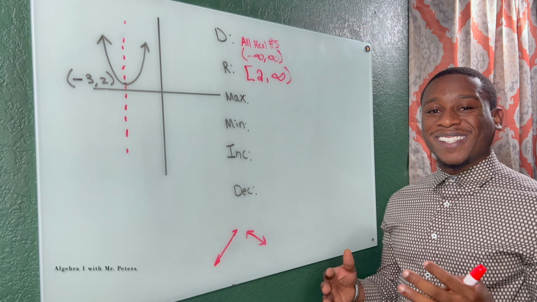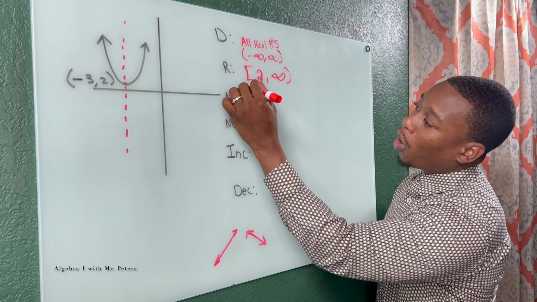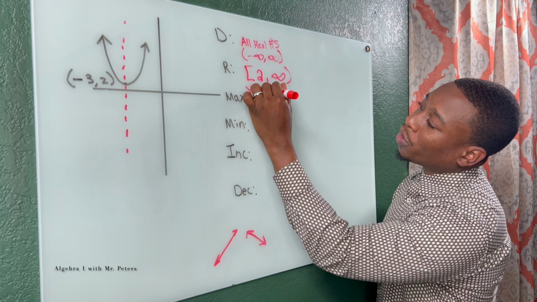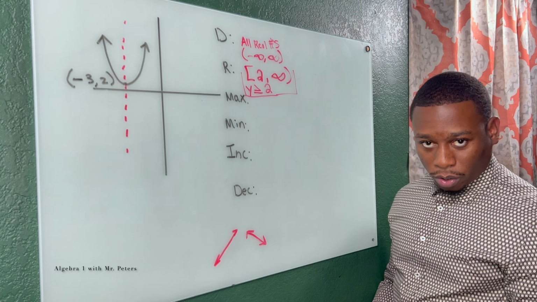Now what happens is they may express it as interval notation or an inequality where they come in and say y is greater than or equal to 2. Any of these two answers will work.